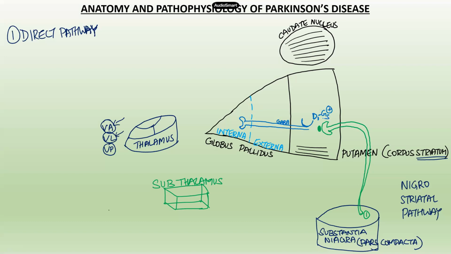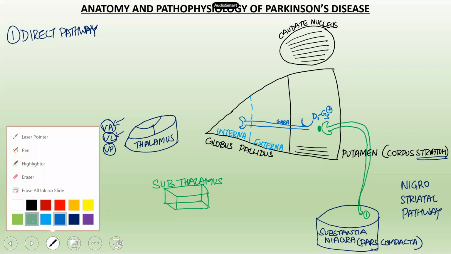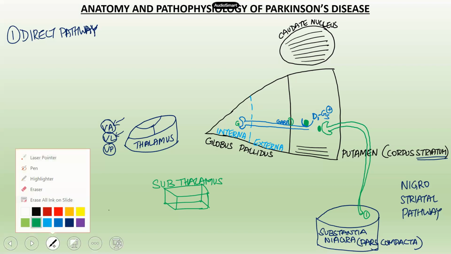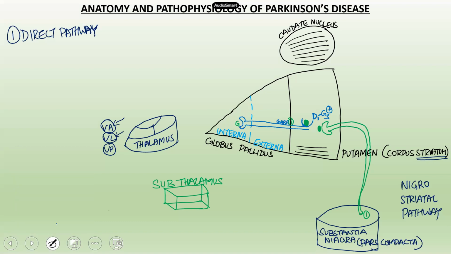Now, when this dopamine sits on the D1 receptor, since it is stimulatory, it will cause the release of GABA, or let me just write it as G. Now this GABA released from GABAergic neuron number 1 acts on another GABAergic neuron that travels from the globus pallidus interna towards the ventroanterior and ventrolateral part of the thalamus. So let me draw again a GABAergic neuron.